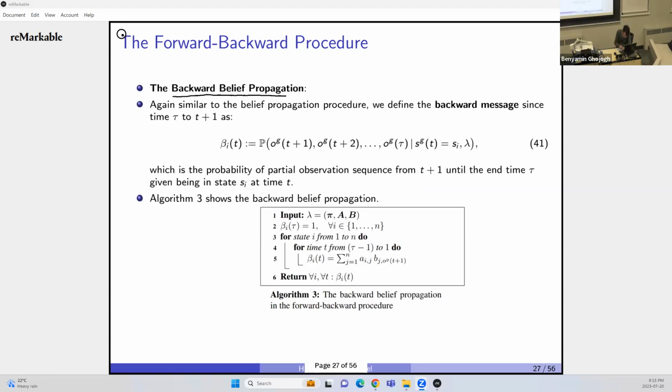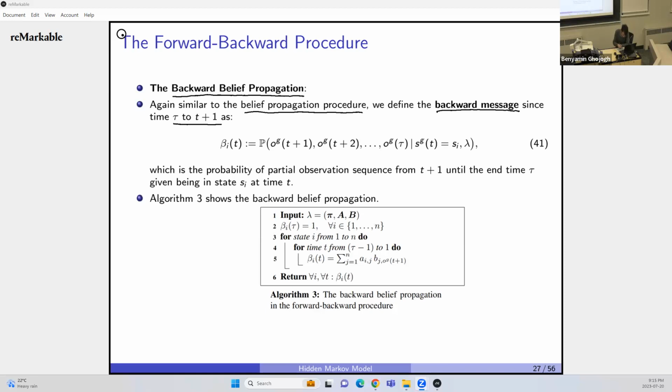Now the backward belief propagation. So we have forward, which we talked about. Now backward. Again, similar to the belief propagation procedure, we define a backward message. How? From time tau to t plus 1. So we go forward in the sequence, and now we go back.